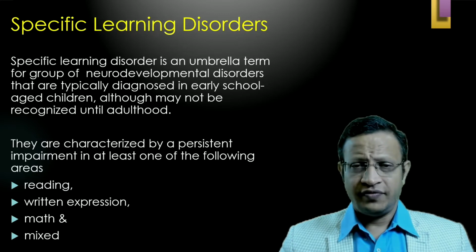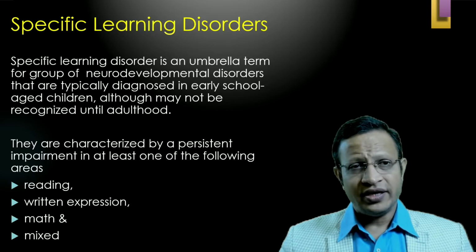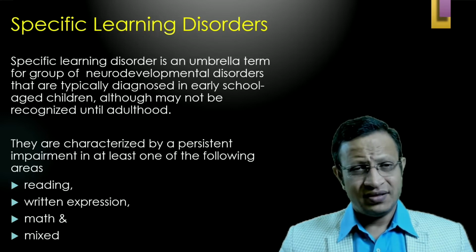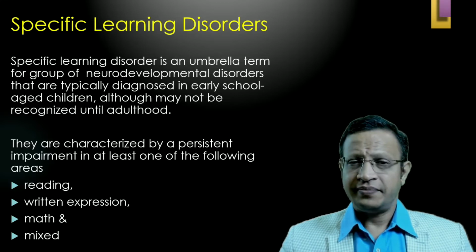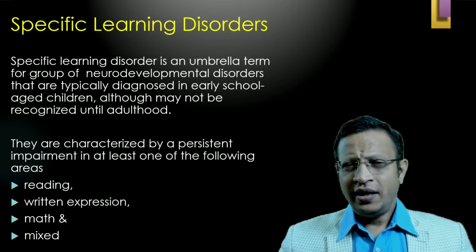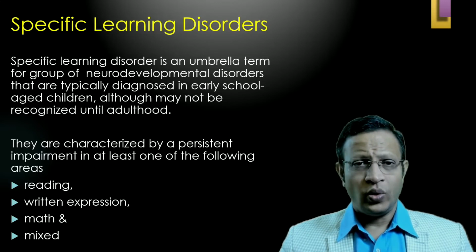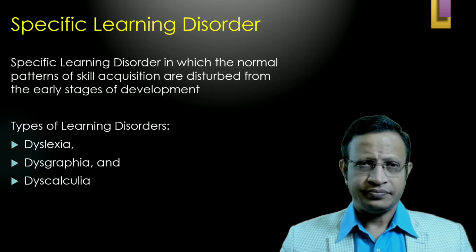This is an umbrella term for a group of neurodevelopmental disorders that are typically diagnosed in early school-age children, although they may not be recognized until adulthood. They are characterized by persistent difficulty, the word persistent, in at least one of the following: reading, writing, mathematics, or mixed. Here, as I mentioned earlier, the language. To learn language, one needs to learn to read, write, express, and also to know calculation.